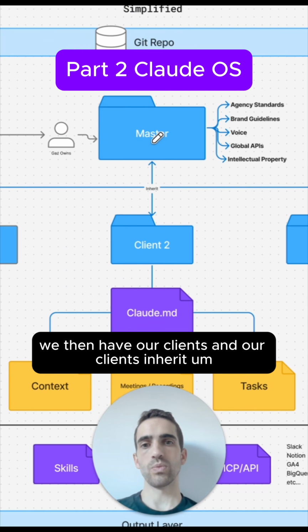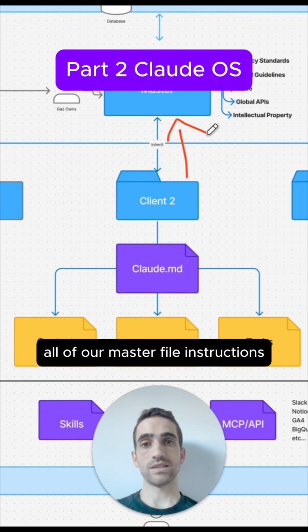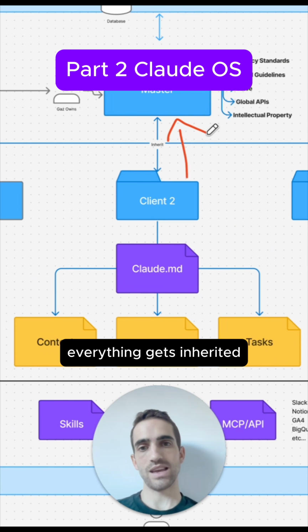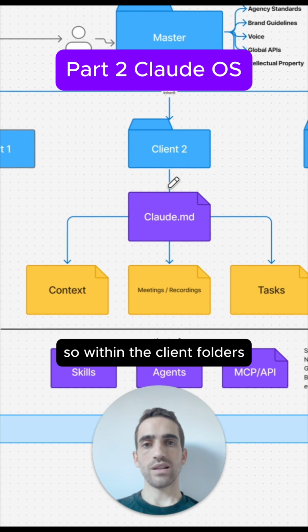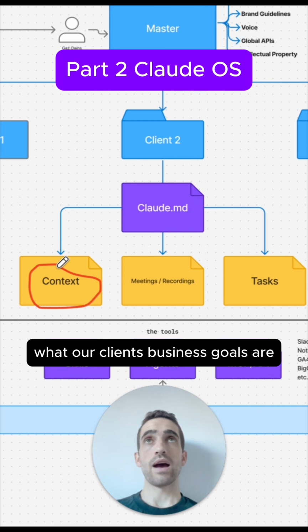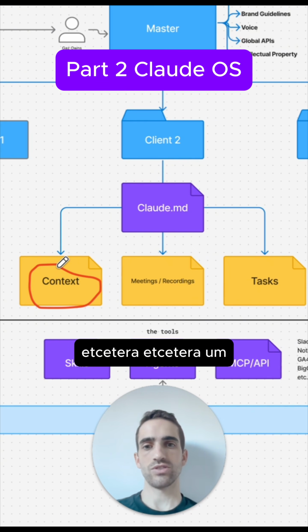Underneath the master file, we then have our clients, and our clients inherit all of our master file instructions. So all the agency standards, like our reporting guides, everything gets inherited. Within the client folders, we have our context, and that context could be what our clients' business goals are, how they like reporting, who the key contacts are, their budgets, etc.